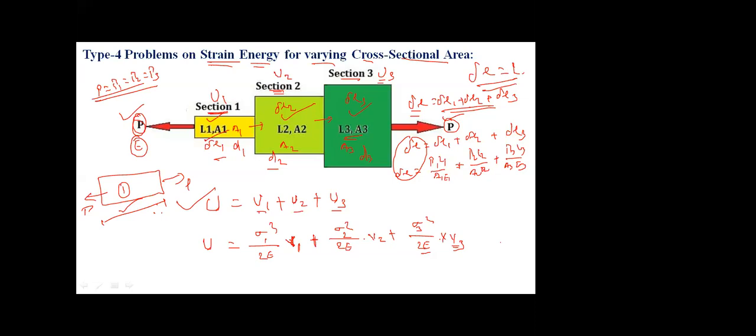Just wait. Meanwhile, you just draw the figure and write down the formula. Capital U is equal to U1 plus U2 plus U3. Write the separate formula for U1. It represents the strain energy for section 1. U2 means strain energy for section 2 and U3 means strain energy for section 3. The strain energy formula for all the sections is the same: sigma square upon 2E into volume. For U1, represent the sigma in the form of sigma 1 and volume in the form of V1. Similarly for U2, sigma 2 and V2, and for U3, sigma 3 and V3. Like that we have to write.